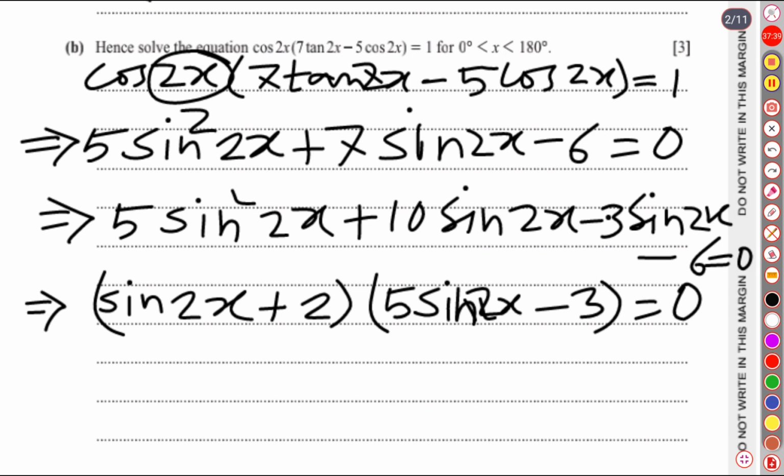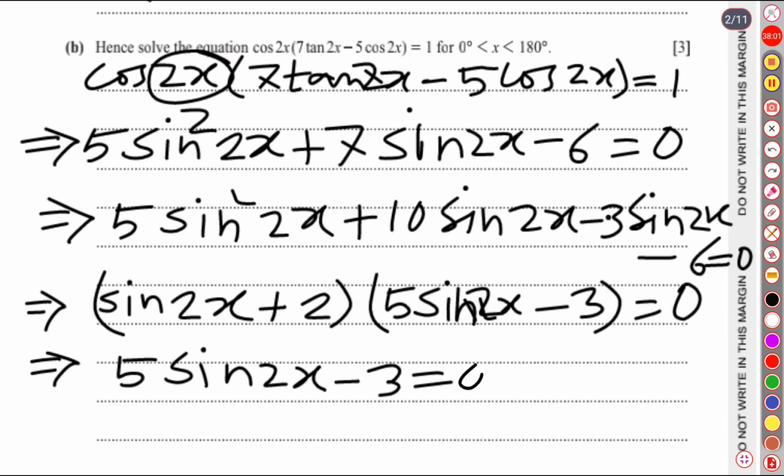Or sine 2x, 5 sine 2x minus 3 equal to 0. Since, look, actually we are rejecting this. Sine 2x cannot be equal to negative 2.